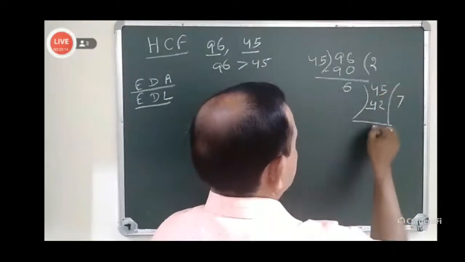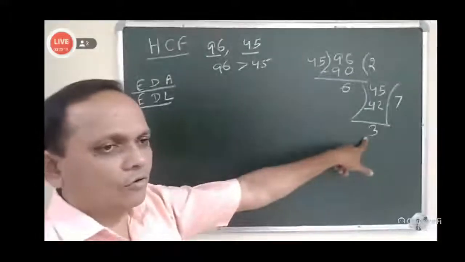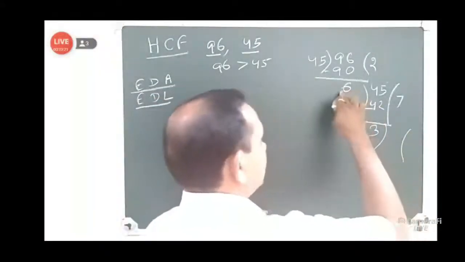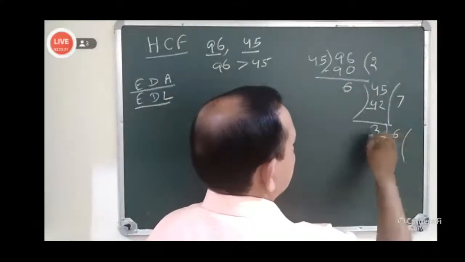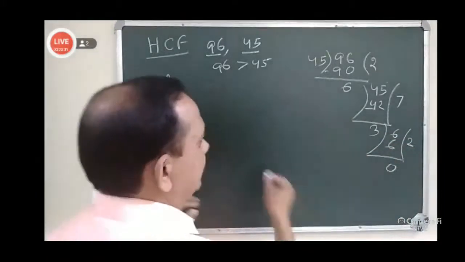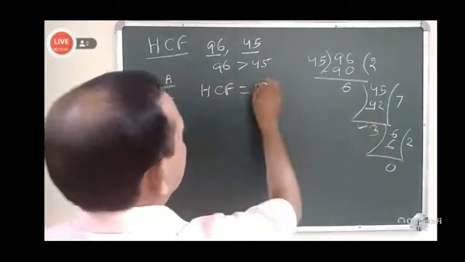Minus 45 minus 42, 3. Then also the remainder will not be 0. Then what happens? Then the divisor will come to the dividend place, 6. 3 2s are 6. Now the remainder will be 0. So HCF, here HCF equals 3.